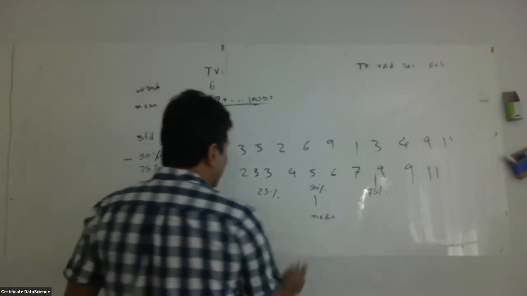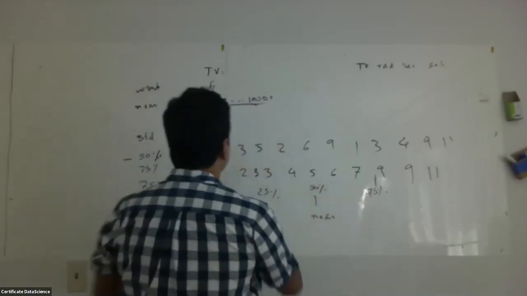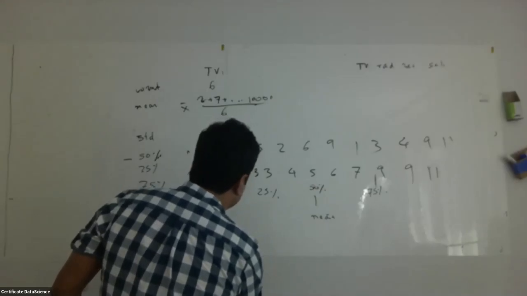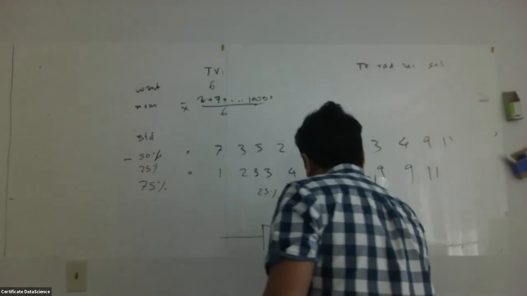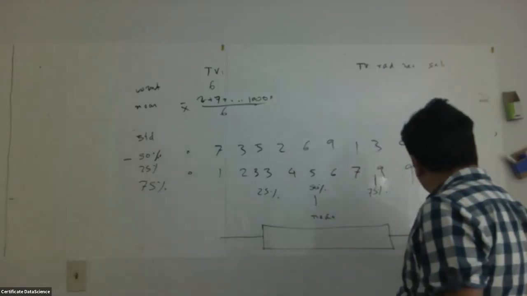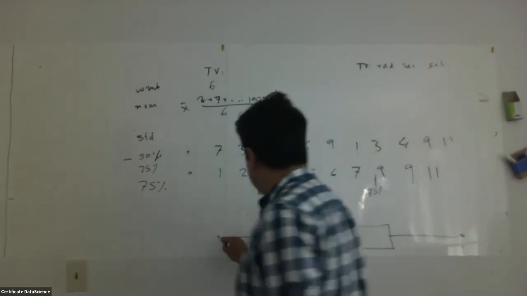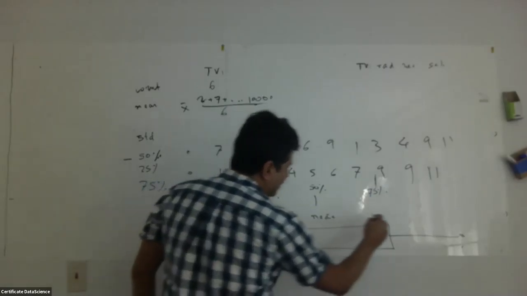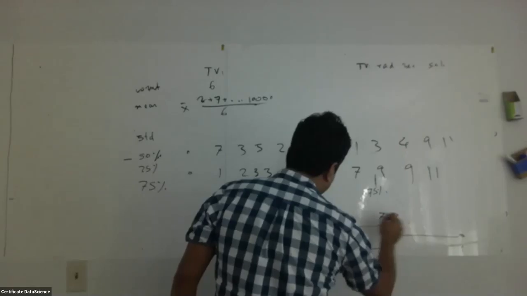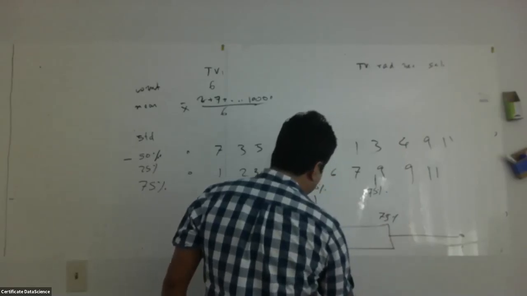But wouldn't it be nice if somebody gave me a plot like this? Mark it. This is the maximum. This is the minimum. This is about 25%. This is about 75%. This is about the median. It would be nice, right?